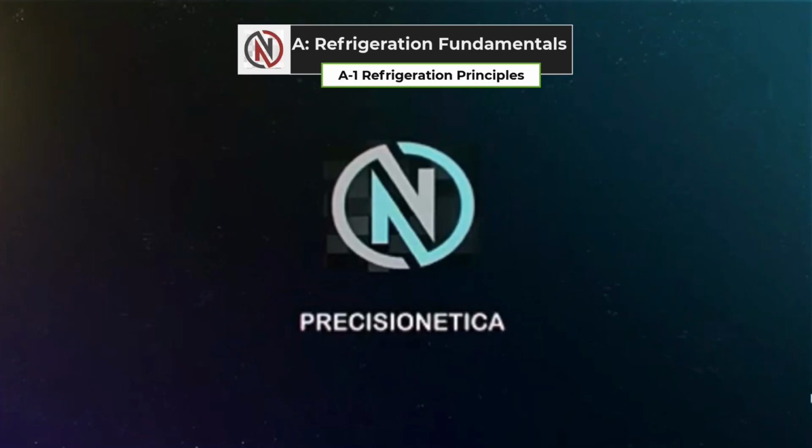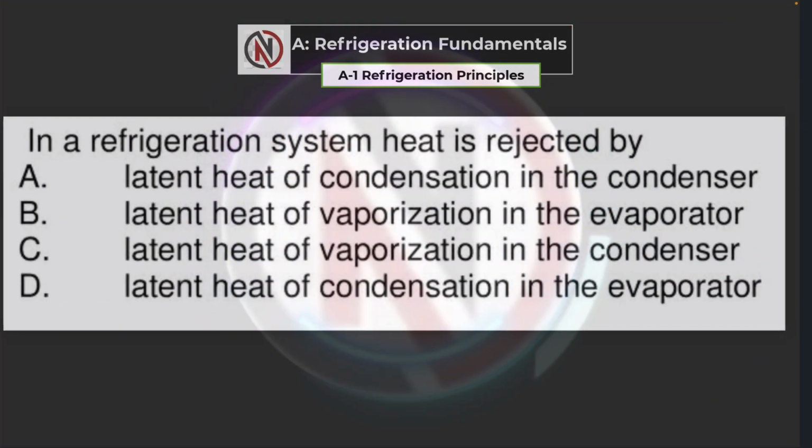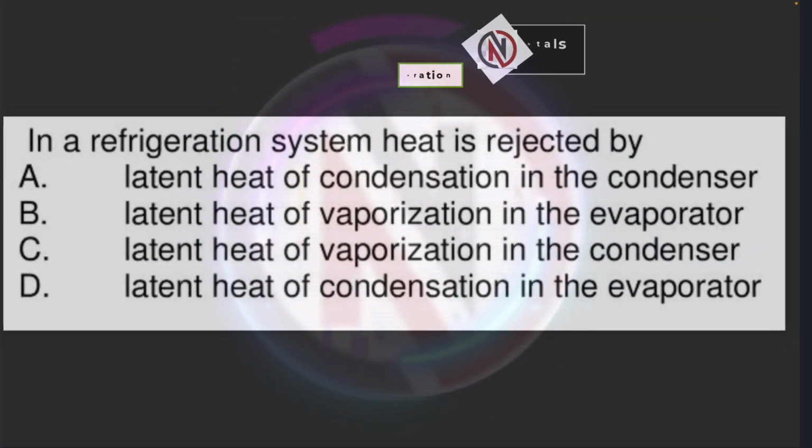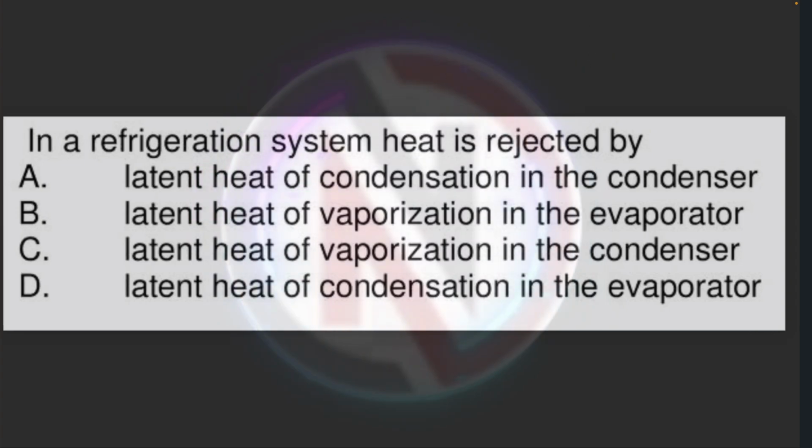In a refrigeration system, heat is rejected by: A. Latent heat of condensation in the condenser. B. Latent heat of vaporization in the evaporator. C. Latent heat of vaporization in the condenser. D. Latent heat of condensation in the evaporator.